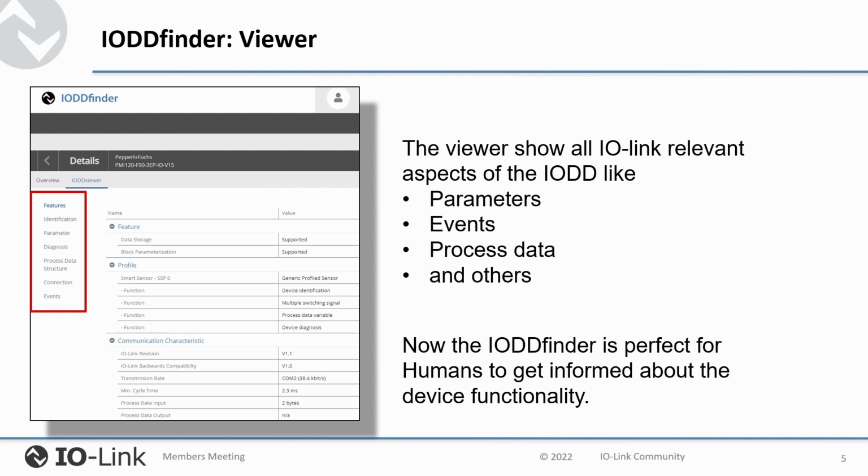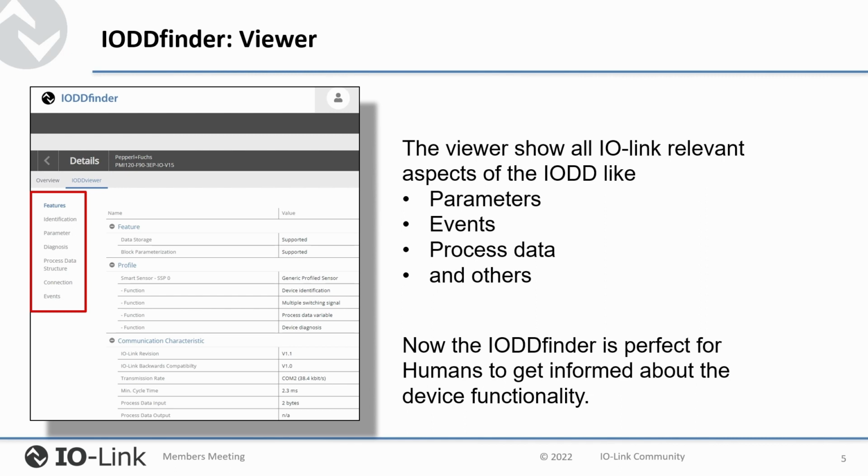Another extension to the IODDfinder, which is now realized, is the so-called IODDviewer. As you know, you can find the IODD for a device, which is an XML file, not really human readable. But if you want to see what the parameters, the process data, the diagnostic data, and the events of such a device are, now you can click on the viewer slide here, and then you get all the features, functionalities, and parameters which are built in for the device. And that is very, very convenient.